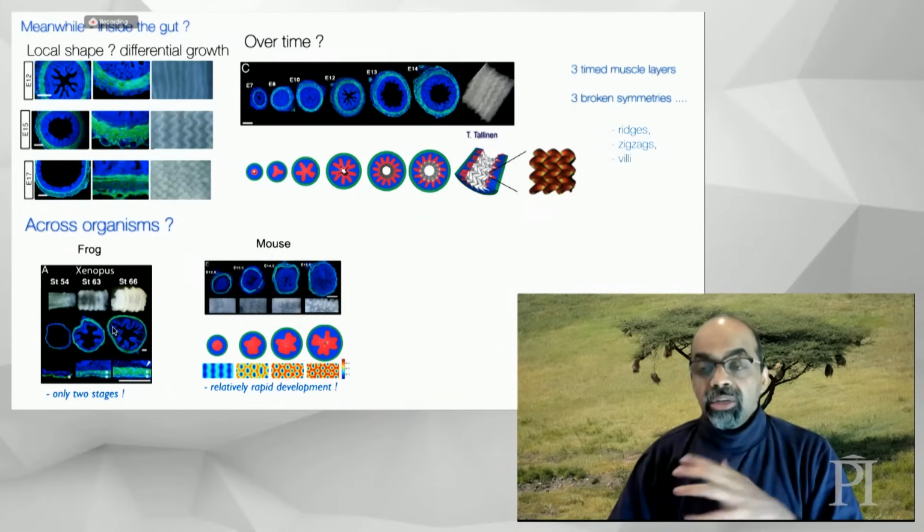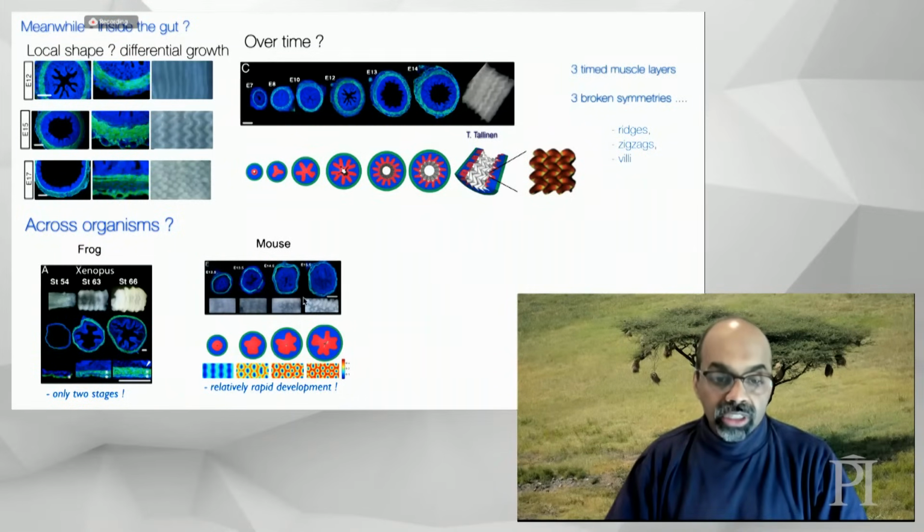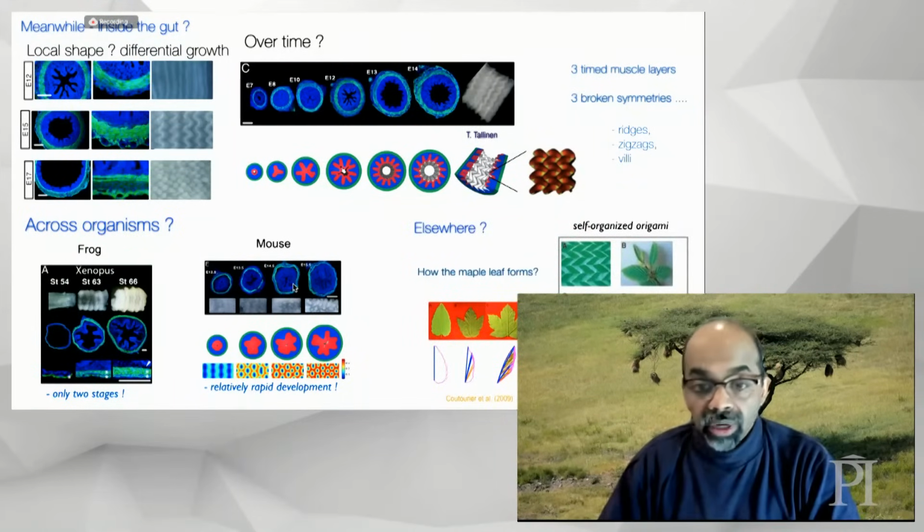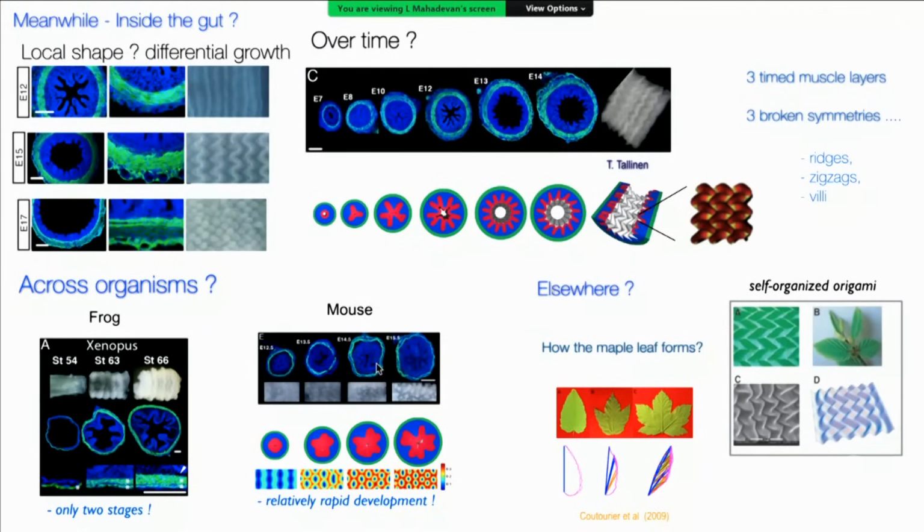When you get all three, but they happen more or less simultaneously, it's hard to distinguish between them, which happens, for example, in the mouse. Do you see these patterns elsewhere associated with folding? I can't help but show the maple leaf.